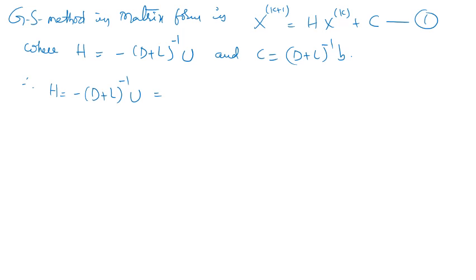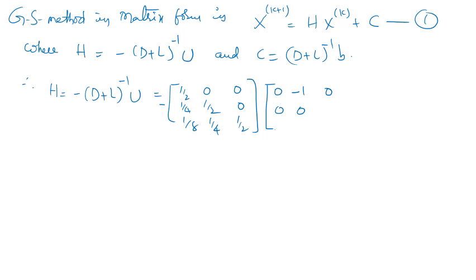Let us find this. The U matrix you know already. Okay, minus is there. So after taking the matrix (D+L) inverse, this is 1/2 0 0, 1/4 1/2 0, 1/8 1/4 1/2, with the minus sign, and the U matrix: 0 -1 0, 0 0 -1, 0 0 0. This entire product gives 0 -1/2 0, 0 -1/4 -1/2, 0 -1/8 -1/4.